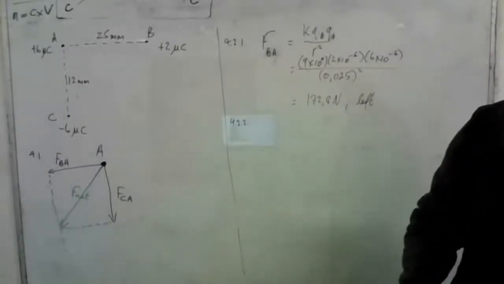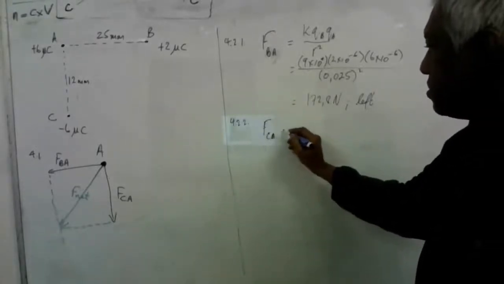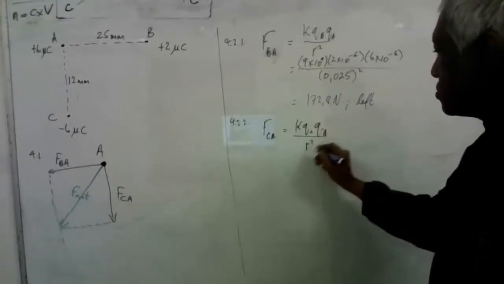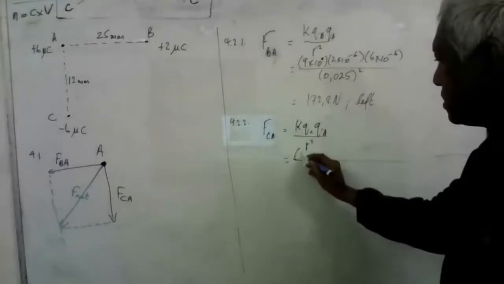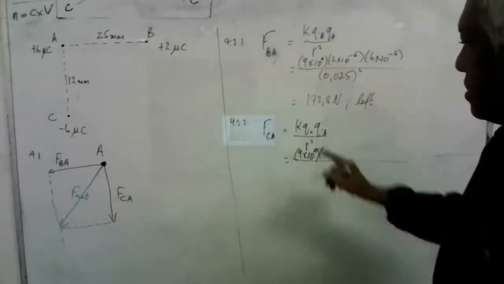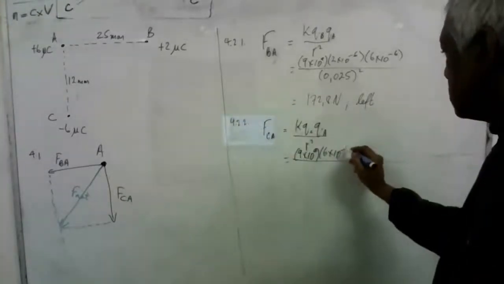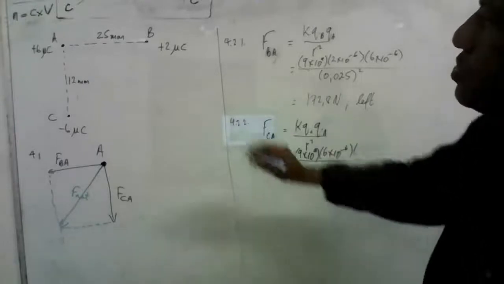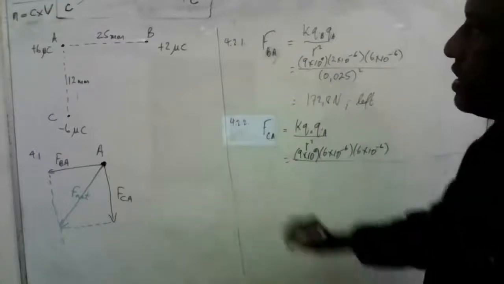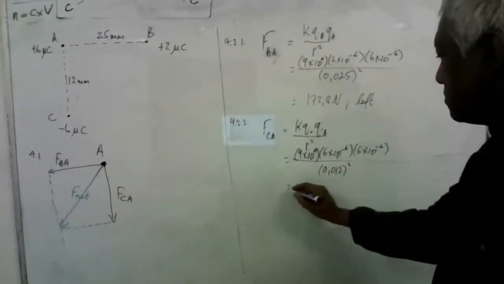Next question, we now want the force of C on A. Force of C on A will be K QC QA over R squared. 9 times 10 to the 9. QC is 6 times 10 to the minus 6. QA is also 6 times 10 to the minus 6. And the distance is 0,012 squared.